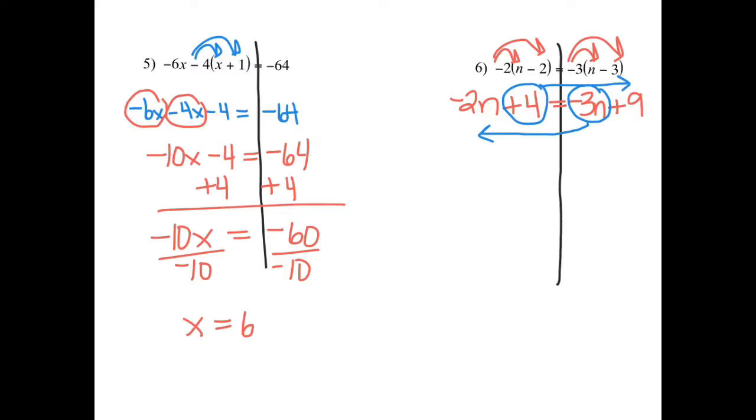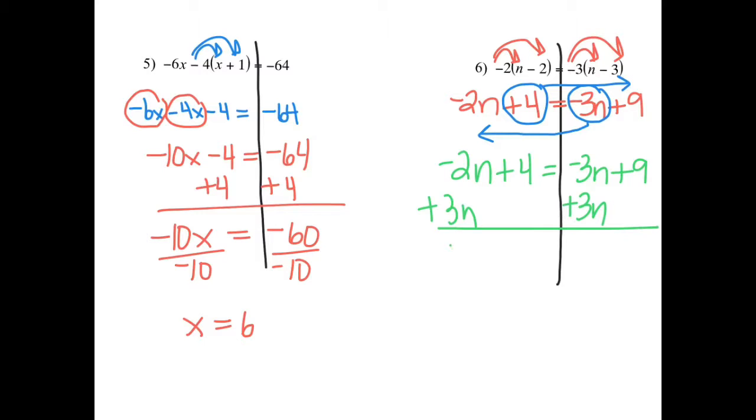Now remember, the only way to do that is to use inverse operations. So I'm going to rewrite this, and we're going to talk about how to do that. So the opposite of negative 3n is positive 3n. So I have to add 3n to both sides. That leaves me with n plus 4 equals 9. And then I'm going to subtract 4 from both sides. And I find out that n equals 5.